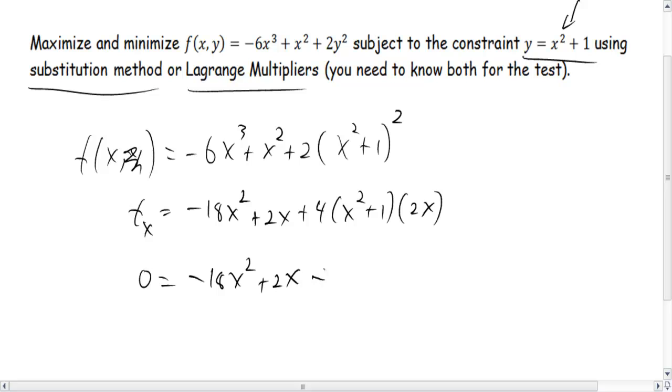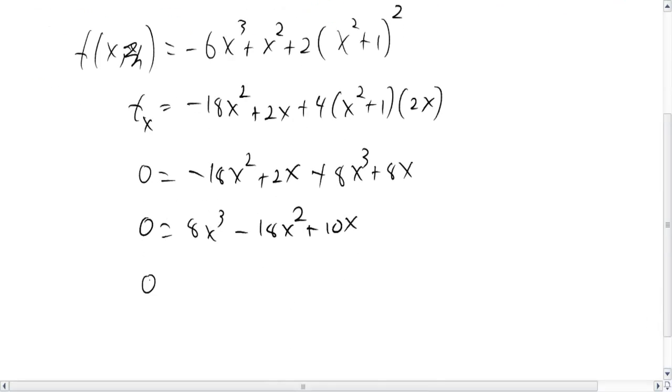So this is going to give us plus 8x cubed plus 8x. There we go. Now combine your like terms. So 8x cubed minus 18x squared plus 10x. Now to solve this problem, please factor out a 2x. It makes your life so much easier. So that gives us 4x squared minus 9x plus 5.